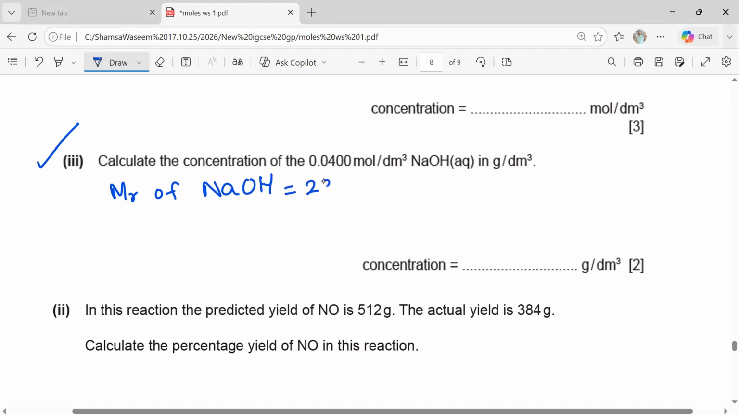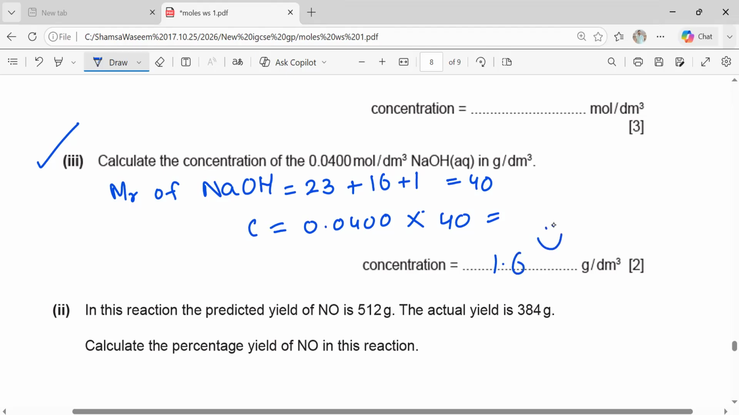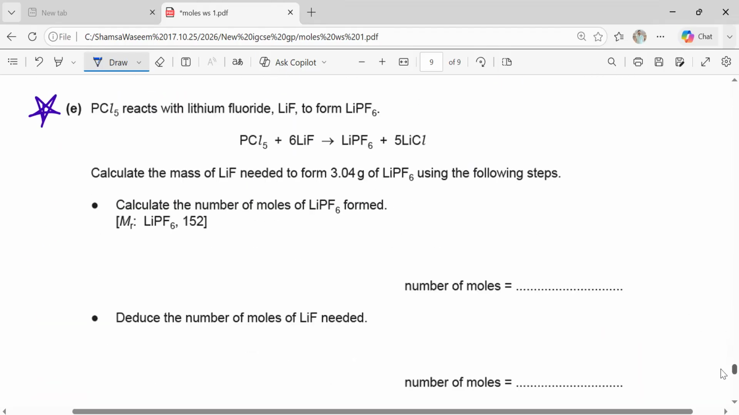But let's do it together. Sodium is 23 plus oxygen is 16 plus 1, so it will be 40. So concentration is equal to 0.0400 mole per decimeter cube times 40. So 1 mark will be for our final answer. 0.0400 multiplied by 40, we will get 1.6 gram per decimeter cube. Right, girls? Is that clear? Amreen, Tuba, did you understand?